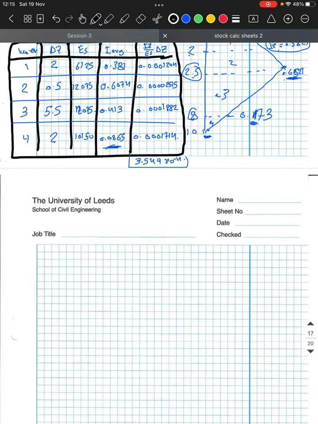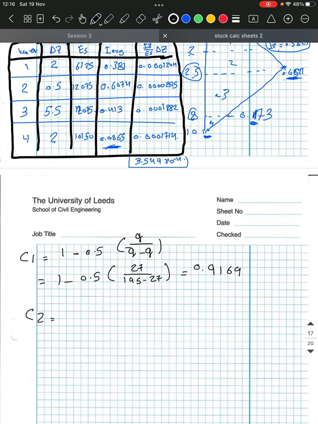Okay, back to our problem. Now C1 equals, as a formula, 1 minus 0.5 Q over Q bar minus Q. We have everything. So 1 minus 0.5, Q is 27. We calculated that at the top of the question. 195 minus 27 again. This gives us 0.9169.